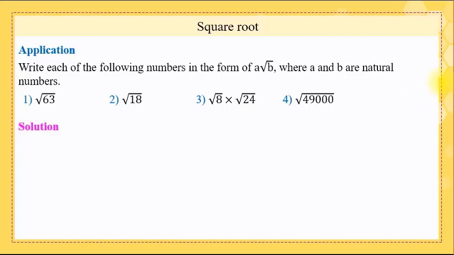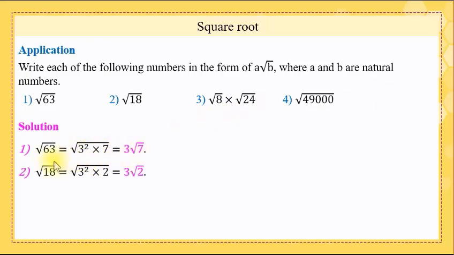Okay, the solution. Radical 63 equals radical 9 times 7, which is 3 radical 7. Radical 18 equals radical 9 times 2, which is 3 radical 2. Radical 8 times radical 24 is radical 8 times 24. So, 24 is 8 times 3, so 8 squared times 3, and we get 8 radical 3.